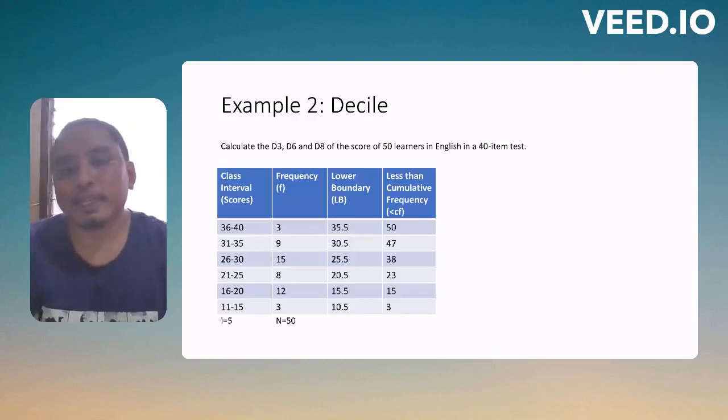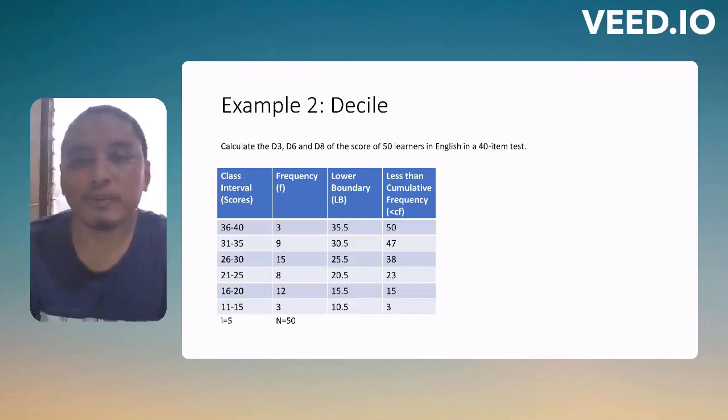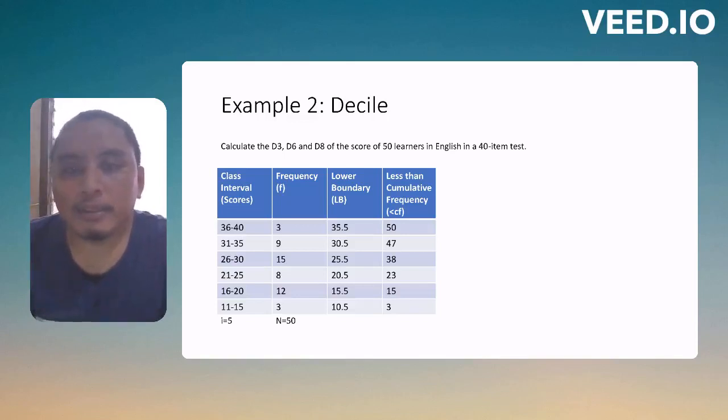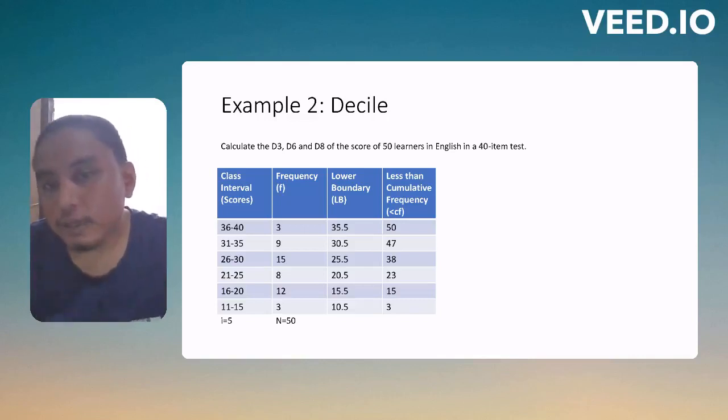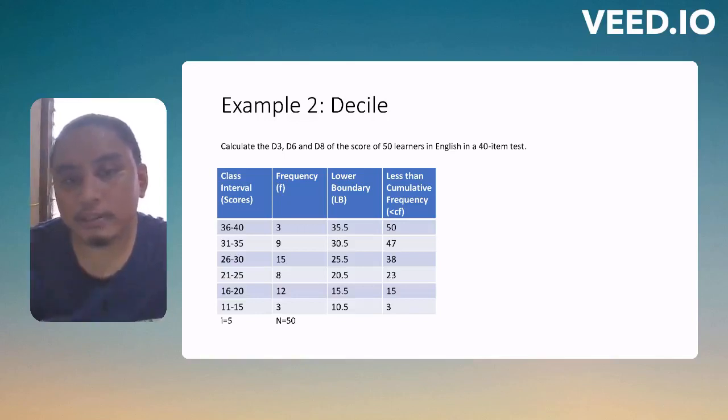So let's go to the decile. Example 2. Calculate the D3, D6, and D8 of the scores of 50 learners in English in a 40-item test. So our interval here is also the same, which is 5, and the total frequency, which is n, is also equal to 50.